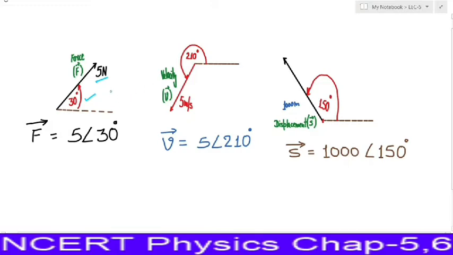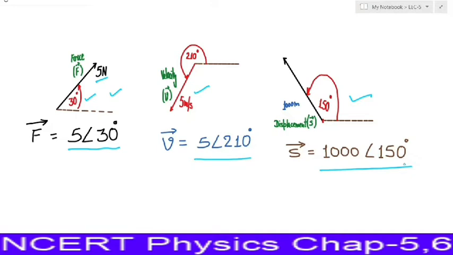Now the question arises, is there any other way by which we can represent a vector quantity where we don't need to mark these kinds of arrows? So its answer is yes. We can represent this force vector as 5 angle 30 degrees, this velocity vector as 5 angle 210 degrees, this displacement vector as 1000 angle 150 degrees. So if I represent it in this way, then I don't need to mark these arrows.